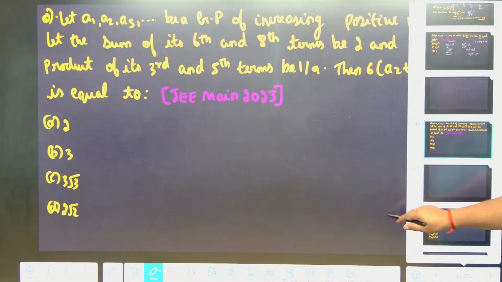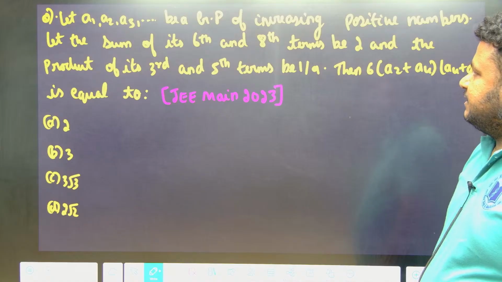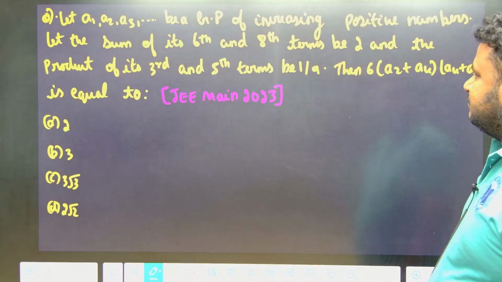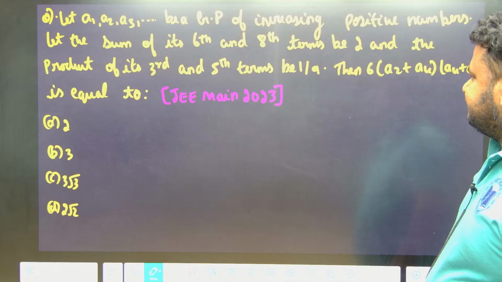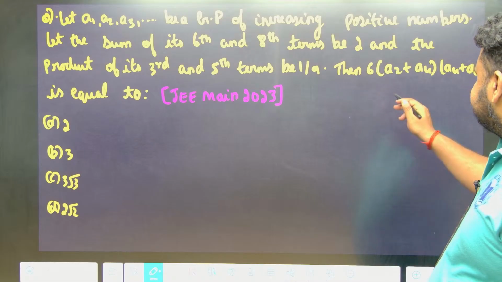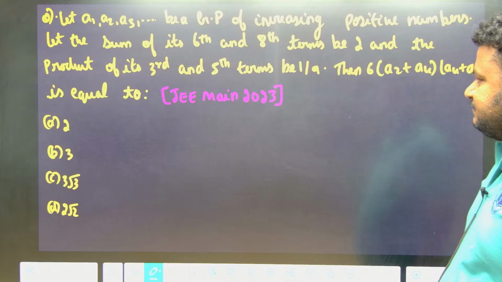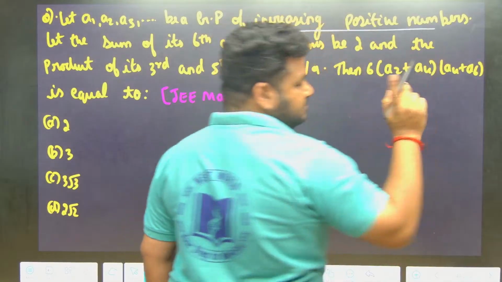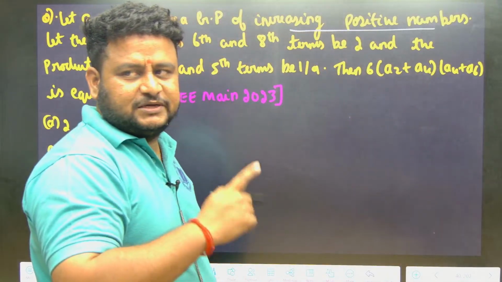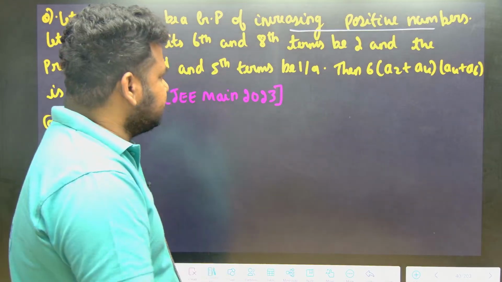Now look at this question. Okay, JEE Main 2023 they have asked this question. Let A1, A2, A3 be a geometric progression of increasing positive numbers. Let the sum of its 6th and 8th terms be 2 and the product of its 3rd and 5th terms be 1 by 9. Then 6 times (A2 plus A4) into (A4 plus A6) is equal to what? JEE Main 2023 they have given this question. So increasing positive numbers, that means the common ratio should be in such a way that there should be no decreasing terms. It should always be increasing positive numbers.